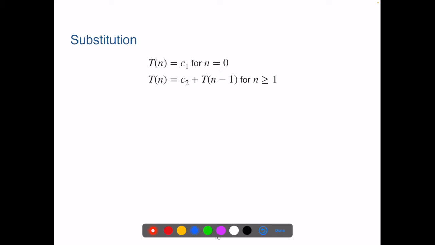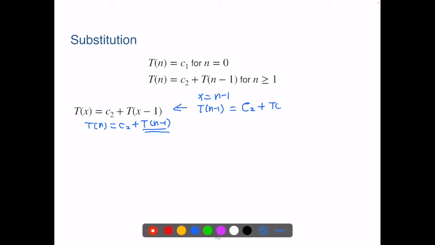Given this recurrence relation, let's write it in a more general format using x. So x can be any value, could be n, n minus 1, n minus 2, could be 3, could be 2. Now we can write Tn as C2 plus Tn minus 1. Now we want to get rid of this. Using this more general form, when x is n minus 1, we know Tn minus 1 would be C2 plus Tn minus 2. And we can use this to replace Tn minus 1 here.